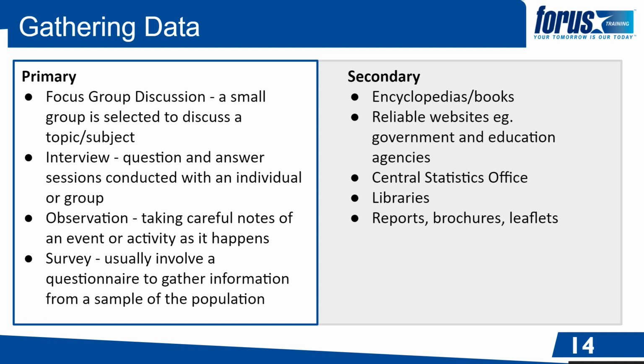Secondary research, however, is research that you're looking at done from other people. So it would be encyclopedias and books, reliable websites, such as government and education agencies, the Central Statistics Office, libraries, reports, brochures or leaflets.